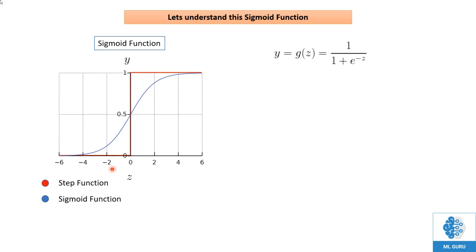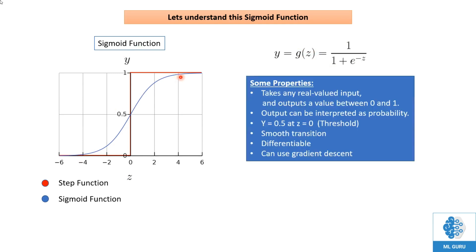So here in this figure I have plotted the step function in red color and your sigmoid function in blue color. The equation of this sigmoid function is given in this slide. It is denoted by g of z, where z is the input to the model, and the equation is 1 over 1 plus e power minus z. And here you can see that on the x-axis we have this z, which acts as input to this sigmoid function, and y denotes your output.